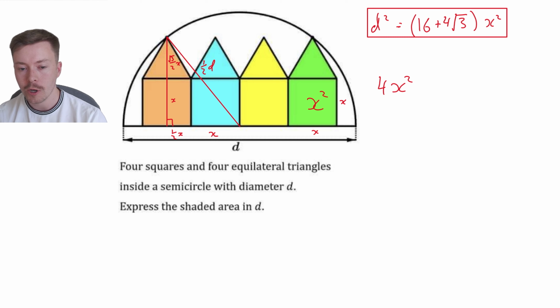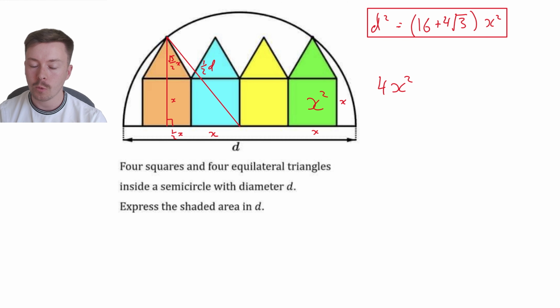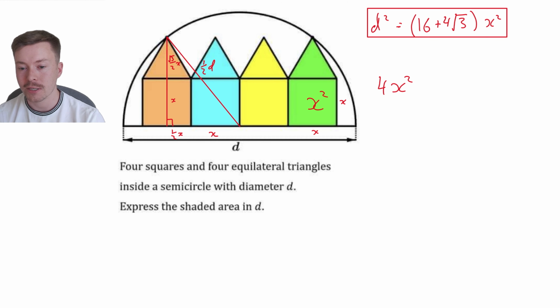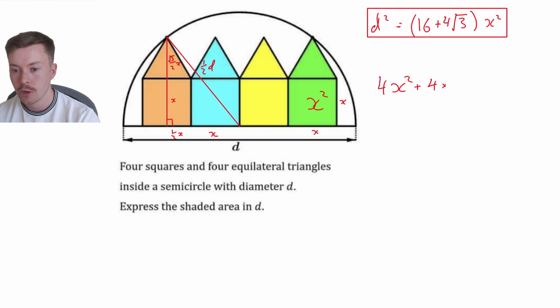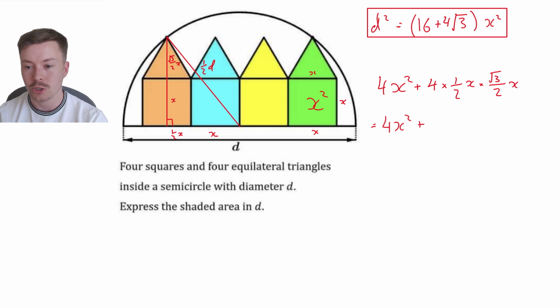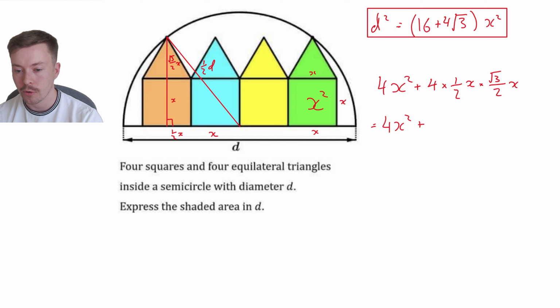And then for the triangle, you can do it in a couple of ways. But the way that we are going to do it is just the standard way, half the base times the height. So we've got 4 triangles with an area of half for the base, which is x, times by the height, which we know is root 3 over 2x. Now, simplifying that, we get an answer of 4x squared plus half of 4 is 2, and then half that again we get 1. So that will cancel that out. We get root 3 x times x, which is x squared.